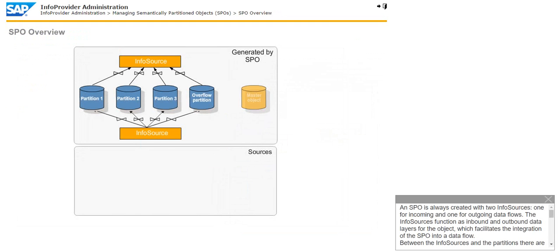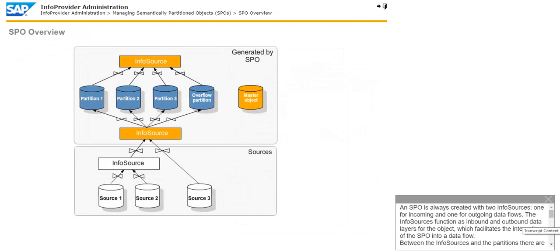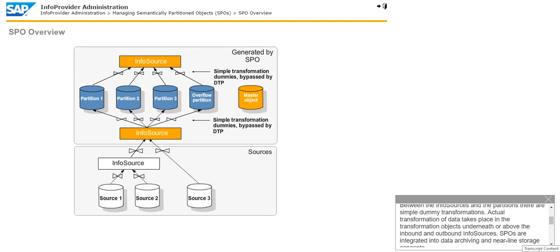An SPO is always created with two info sources, one for incoming and one for outgoing data flows. The info sources function as inbound and outbound data layers for the object, which facilitates the integration of the SPO into a data flow. Between the info sources and the partitions, there are simple dummy transformations. Actual transformation of data takes place in the transformation objects underneath or above the inbound and outbound info sources.